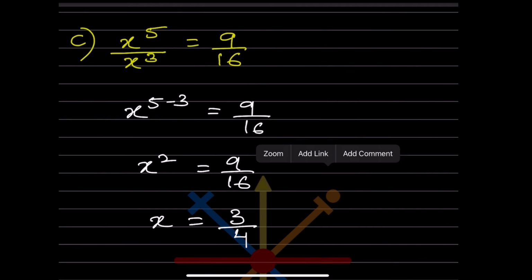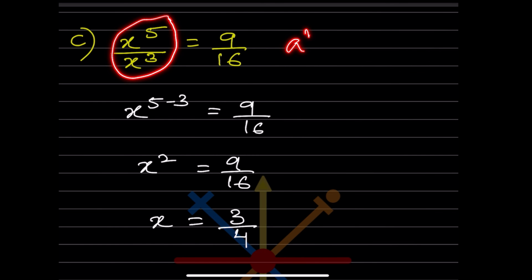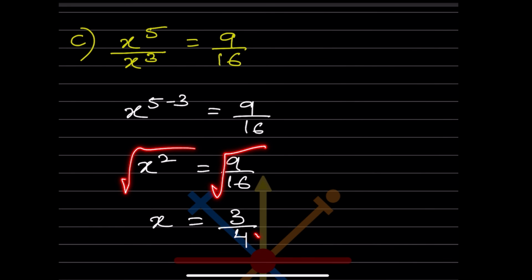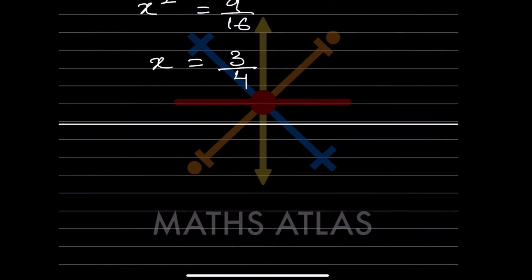Now here, can you see this one? This is a raised to m divided by a raised to n. So because the base is the same, that is going to be a raised to m minus n. So this is the base and you are going to subtract 5 minus 3. This is 9 by 16. So when you subtract this, that is going to be x square is 9 by 16. So x is going to be, when you take the square root of both sides, 3 by 4, because both are perfect squares. 9 and 16 are perfect squares. 3 3s are 9 and 4 4s are 16. So that is 3 by 4.